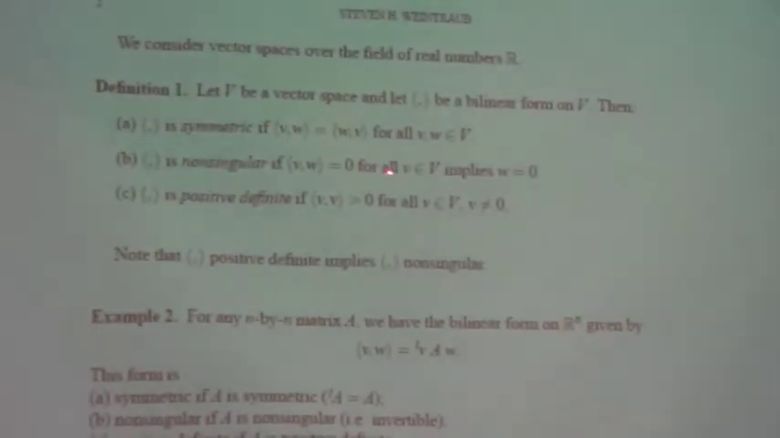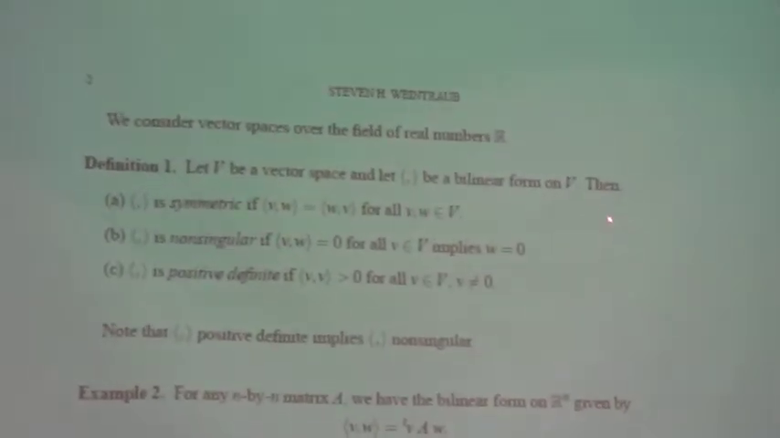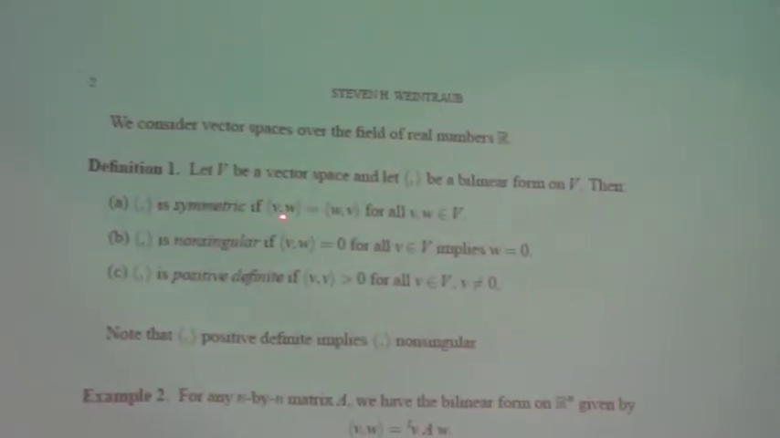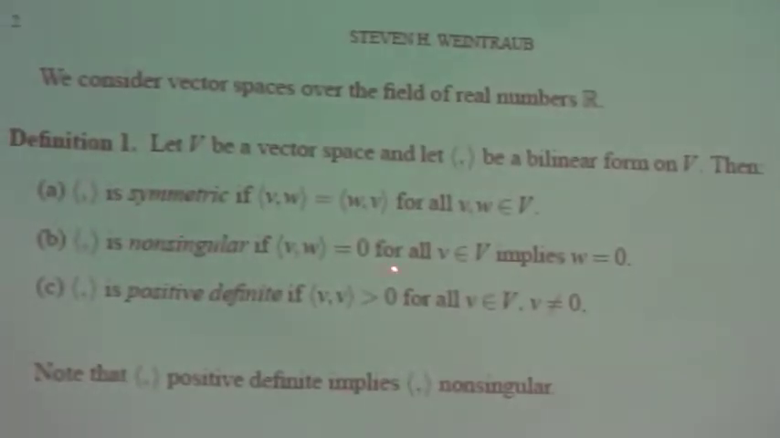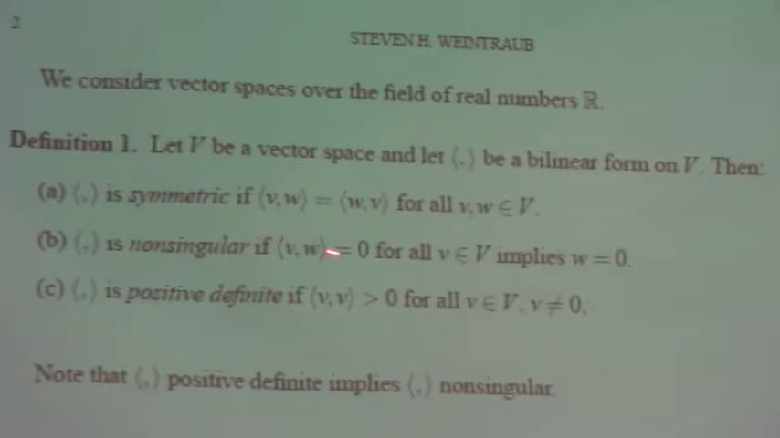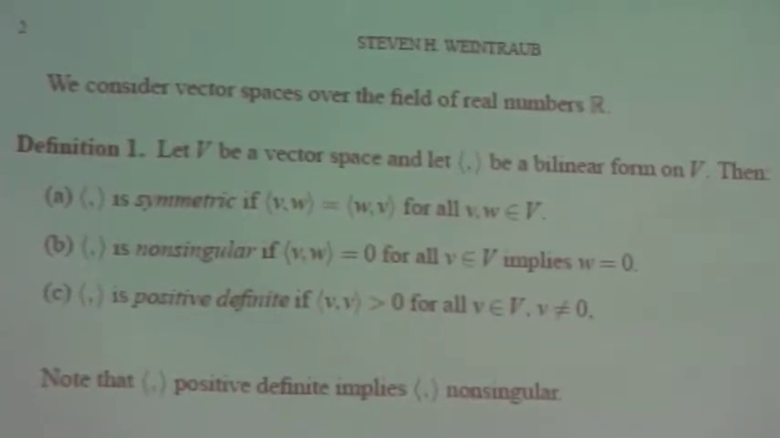So we begin with a vector space and a bilinear form on V. Then the form is symmetric if VW is WV for any pair of vectors. It's non-singular if the only vector W such that VW is always 0 is the 0 vector W. And it's positive definite if any vector V against itself is positive, except for the 0 vector. And of course, positive definite implies non-singular, since if W is not 0, then WW isn't 0.